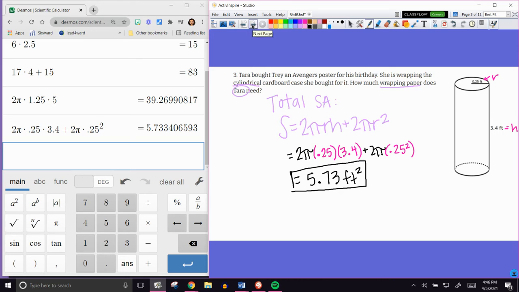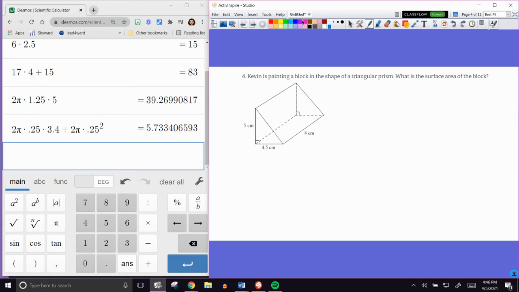Okay, next, number 4. Kevin is painting a block in the shape of a triangular prism. What is the surface area of the block? Now, it doesn't say total or lateral, but I am going to paint the entire block. It does tell me prism, which tells me I'm going to use a formula S equals PH plus 2B. And whenever I have a triangular prism, my base is the triangle.